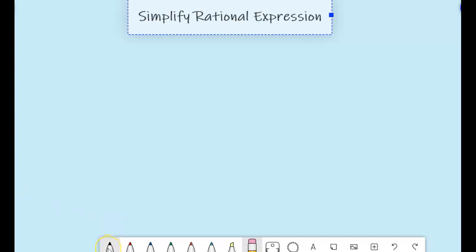Hi guys, today we're going to look at simplifying rational expressions. It's similar to when you have a fraction and you want to simplify. For instance, if we have 14 over 49 and they ask us to simplify, we will look for a common factor that will go into 14 and at the same time go into 49, and then we simplify.